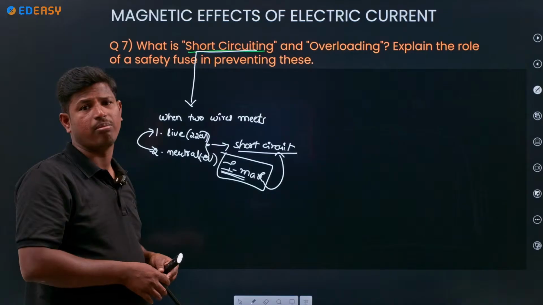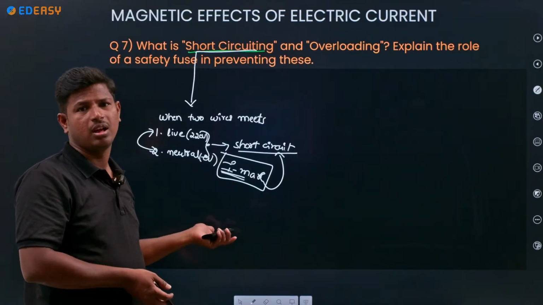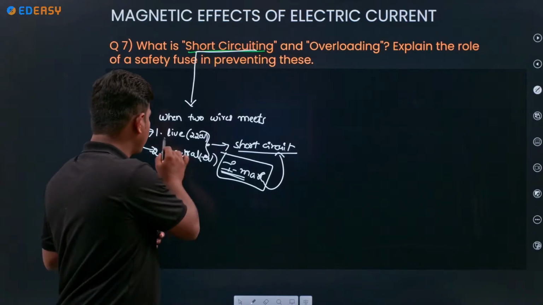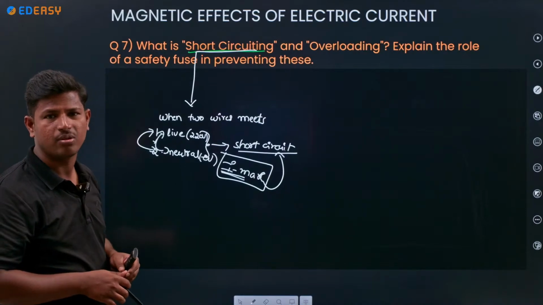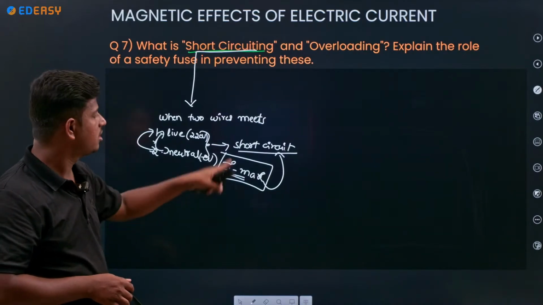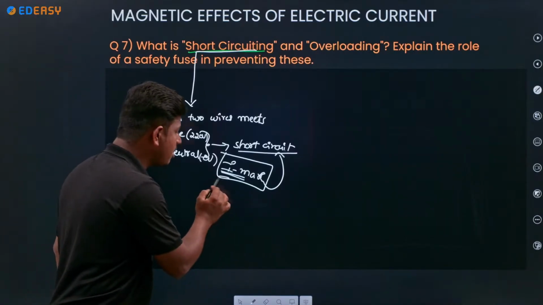Then blasts will happen. Entire things will collapse because of this only. So live and neutral, don't mix them up. Don't mix the live and neutral wire. If these two are mixed, it means a short circuit. Maximum amount of current is present.